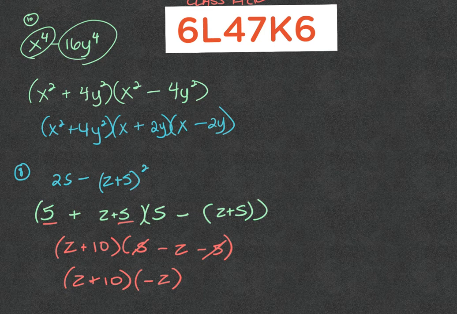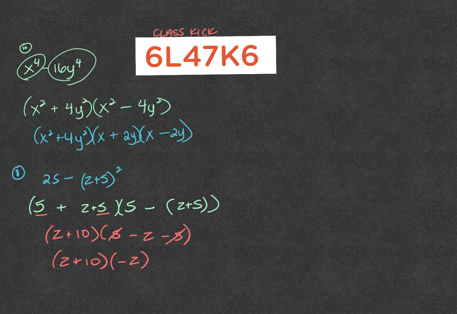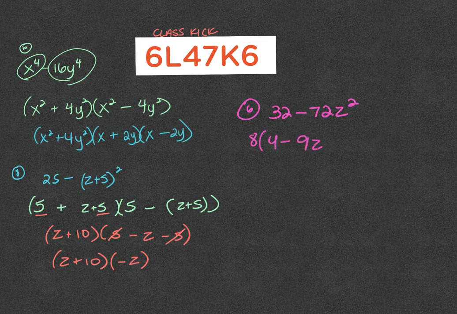I have a question on 6. Okay, give me. It was 32 minus 72z squared. Okay, so it's a two-termer, right? But they're not perfect squares. But what do they have in common? Like, what goes into both 32 and 72? 8. So I could take out an 8, and I'd get 4 minus 9z squared. Now, 4 and 9z squared are both perfect squares, minus between them. So I'm going to factor that out. So I'd get 2 and 2, 3z and 3z, and one gets a plus and one gets a minus. So you just got to keep going till you can't go any further.